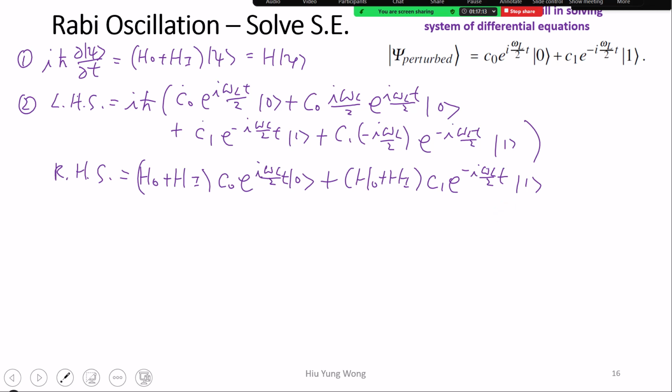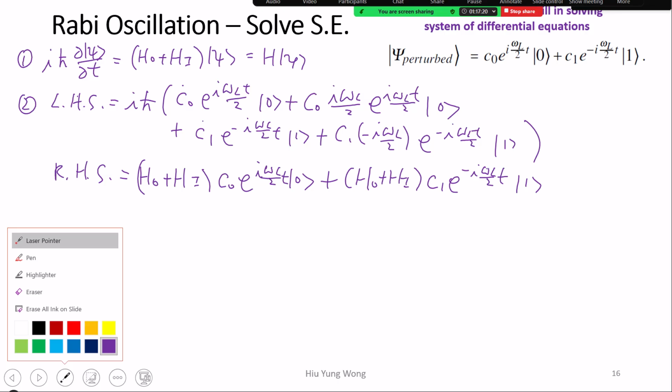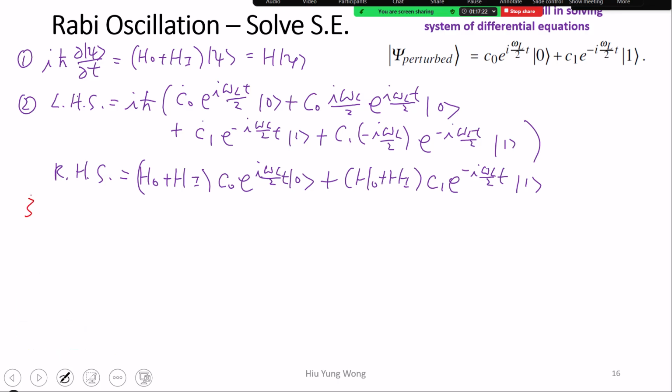Why do I do this? Because now my goal is to find the coefficients one by one. Let's say I first find C0. In order to find C0, what I'm going to do is apply the bra of the 0 state to the left. I just know that it works, right? You need to have this experience. And then I want to stop here.